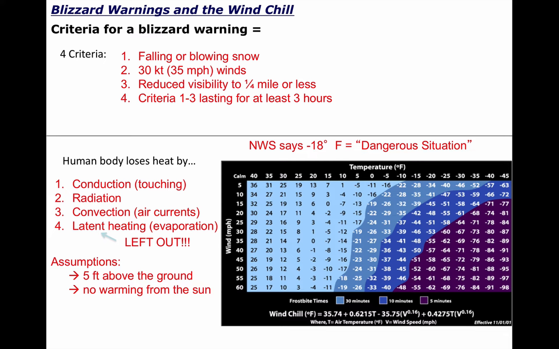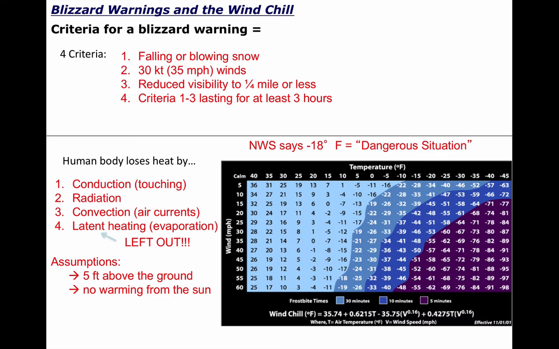Now, here's the kicker with all of this. You can have, for a moment, snow falling, 35 mile an hour winds, plus visibility reduced to a quarter mile or less. That may last for 10 minutes, an hour maybe. But it has to at least last for 3 hours or be forecast to last for at least 3 hours to be considered a blizzard, which means you can have temporary whiteout conditions without being a blizzard. You have to have all of these things coming together, these top three criteria lasting for 3 straight hours.